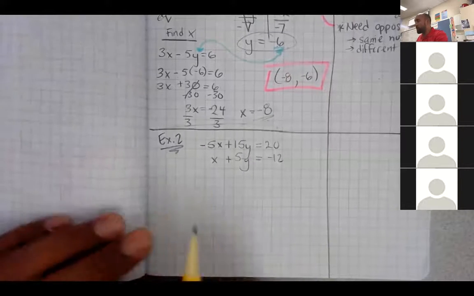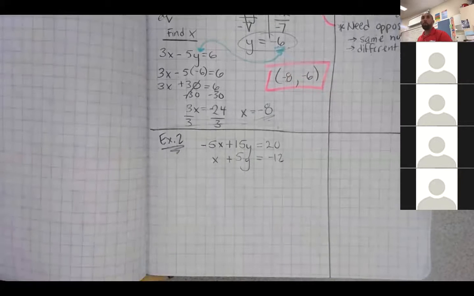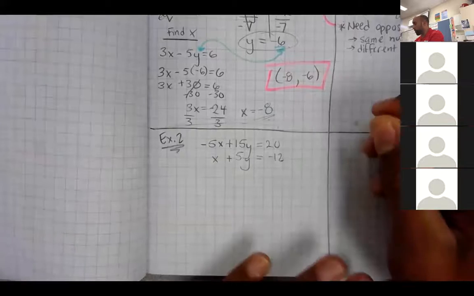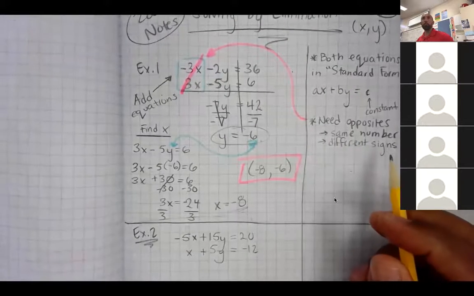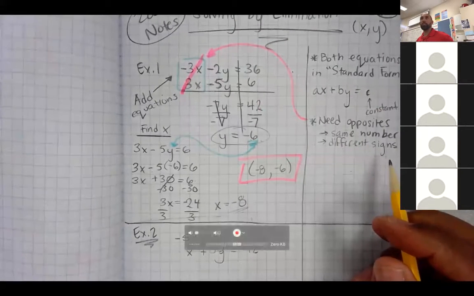All right, so now in this case, we need opposites, right? Just like we said before. Like we said here, the last time we went over this, we needed opposites.